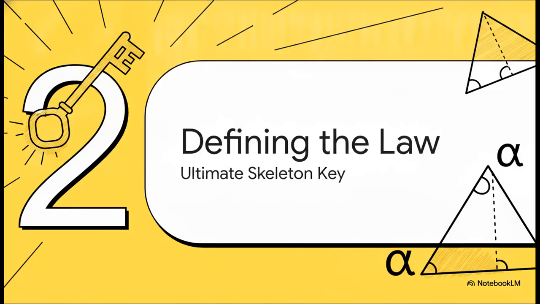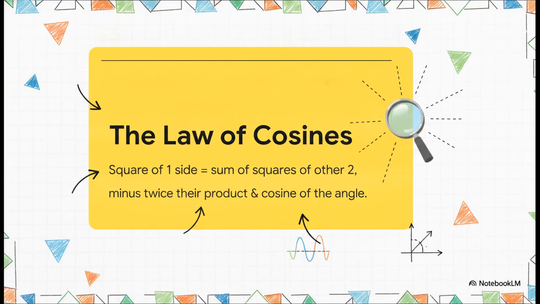Section 2. Defining the law. The ultimate skeleton key. Okay, here is the formal definition. The Law of Cosines. It states that for any triangle, the square of one side equals the sum of the squares of the other two sides minus twice the product of those two sides and the cosine of the angle between them. I know, that abstract phrasing can sound kind of dense at first glance, but stick with me. We're going to break this down so it becomes highly intuitive.